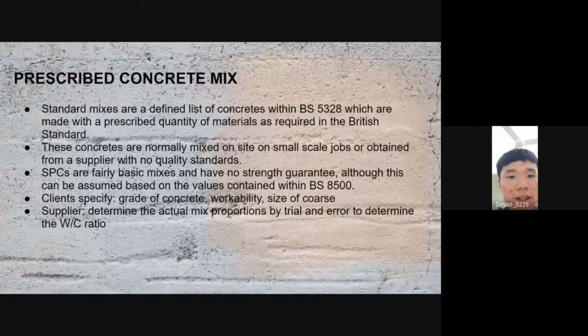Standard prescribed concretes are fairly basic mixes and have no strength guarantee, although this can be assumed based on the values obtained from British Standard 8500. And for your information, British Standard 8500 is the newer version of British Standard 5328. The client specifies the grade of concrete, workability, and size of coarse aggregate. The supplier needs to determine the actual mix proportions by trial and error to determine the water cement ratio.